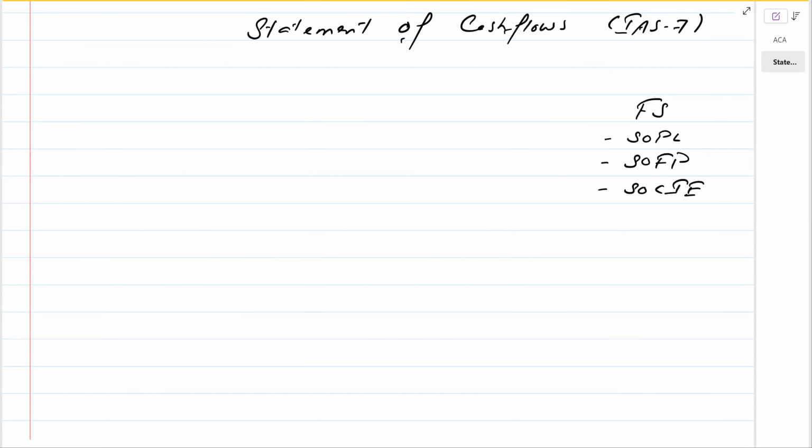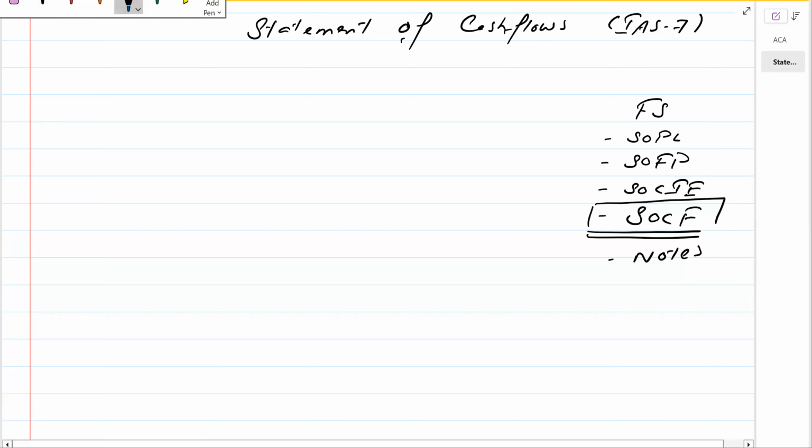And then we discussed the fourth one, which was the statement of cash flow, which includes the cash inflows and cash outflows. And then the last was the notes to the financial statements. Now the question is that when you have the statement of profit or loss, where you can see the profitability of the company, why do you need to see the cash flow itself?